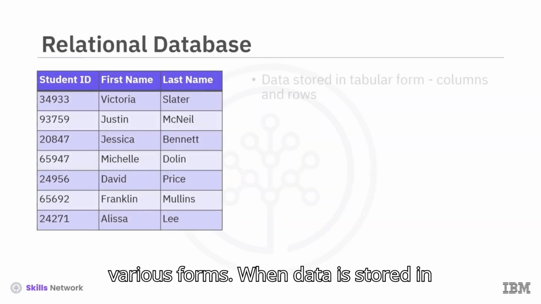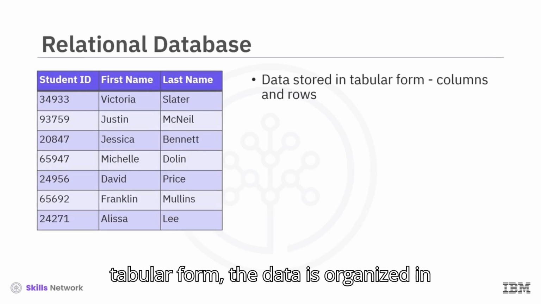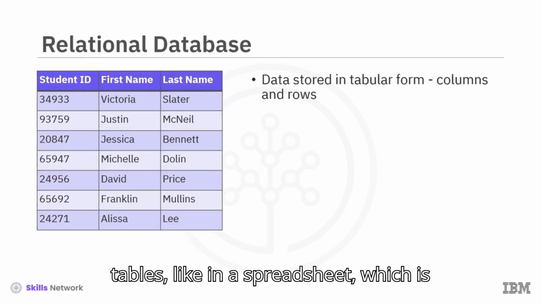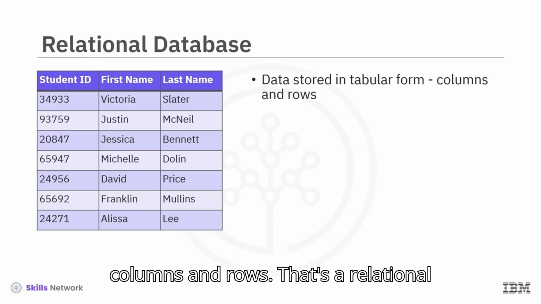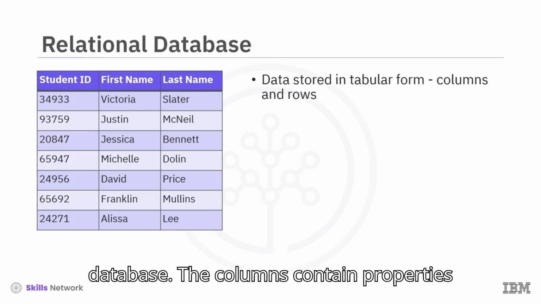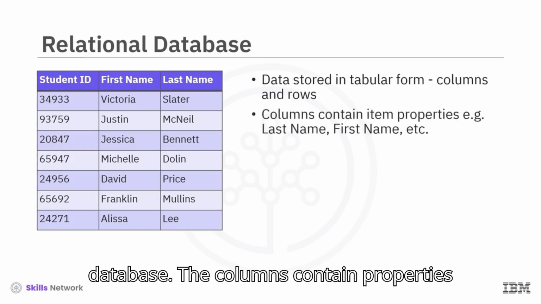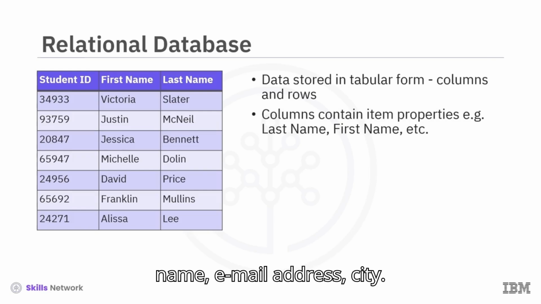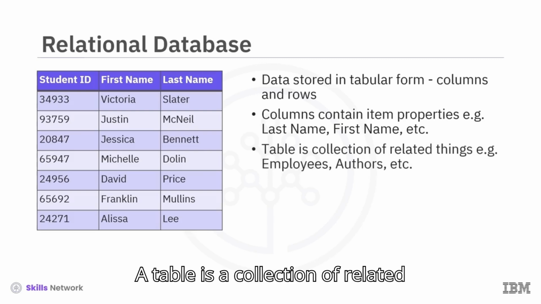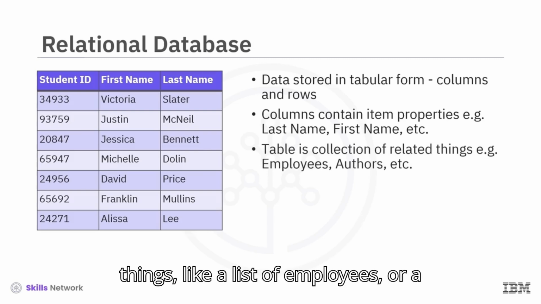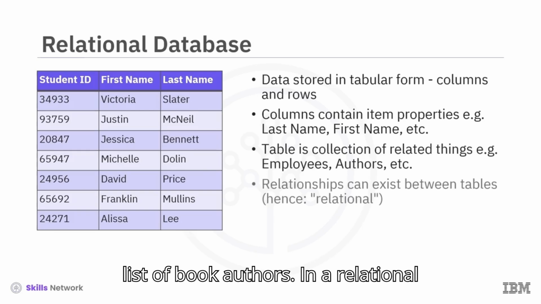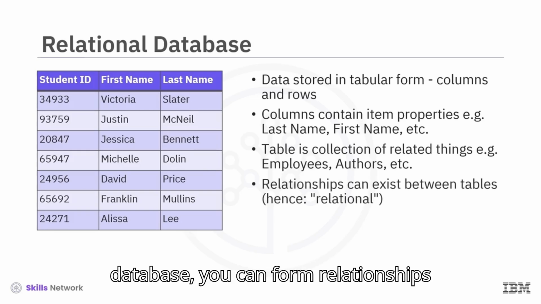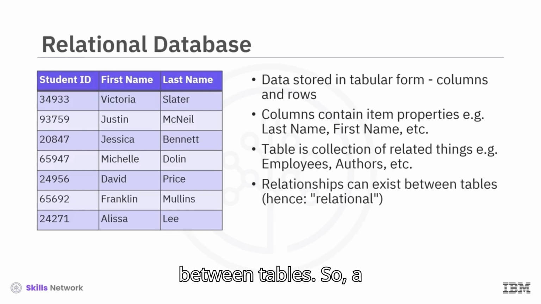When data is stored in tabular form, the data is organized in tables, like in a spreadsheet, which is columns and rows. That's a relational database. The columns contain properties about the item, such as last name, first name, email address, city. A table is a collection of related things, like a list of employees or a list of book authors. In a relational database, you can form relationships between tables.